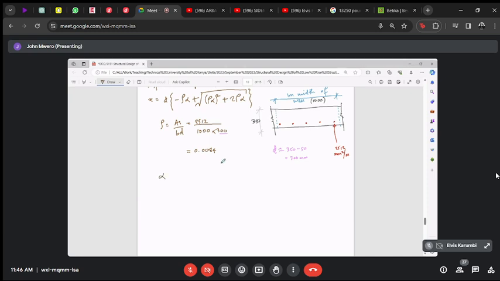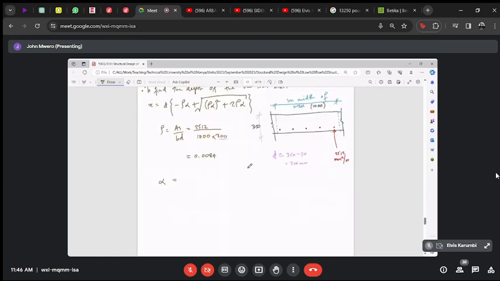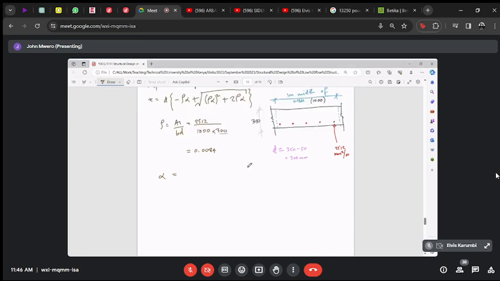Then we also need to calculate alpha. What did we say alpha was? Alpha is the ratio of Es over half Ec. So this is 200,000 divided by 0.5 times 30,000. This gives us 13.33.